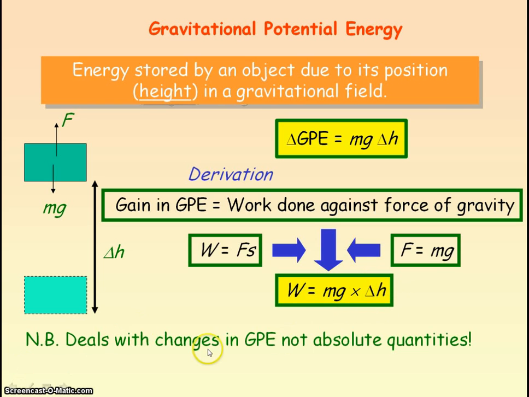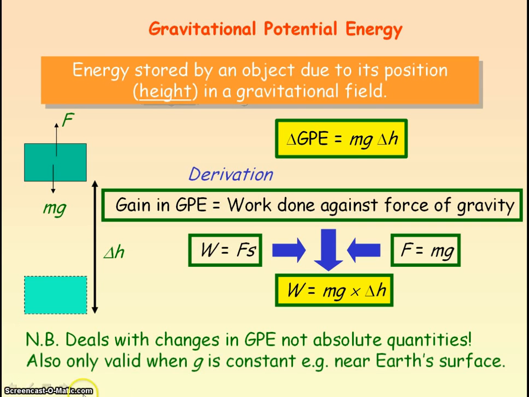It's important to note that this equation deals with changes in gravitational potential energy, not absolute values, because the height is measured relative to a surface. That could be relative to the surface of a table or relative to the ground, so it's just dealing with changes in GPE. It's also important to note that in this equation, G, acceleration due to gravity, or gravitational field strength, is only constant when it's near the Earth's surface. So you can use the value of g equals 9.8 newton per kg or 9.8 meters per second squared only when we're looking at changes that are close to the Earth's surface.